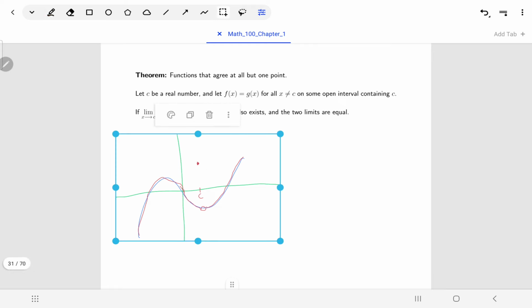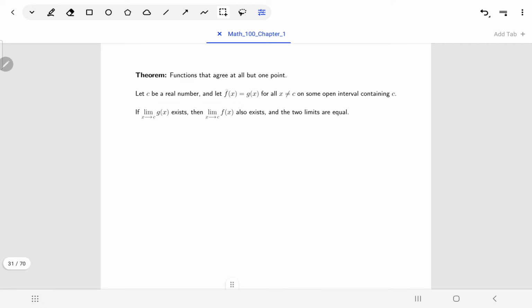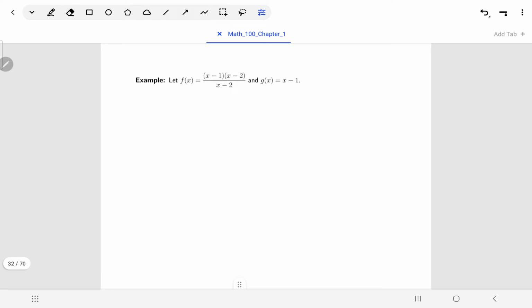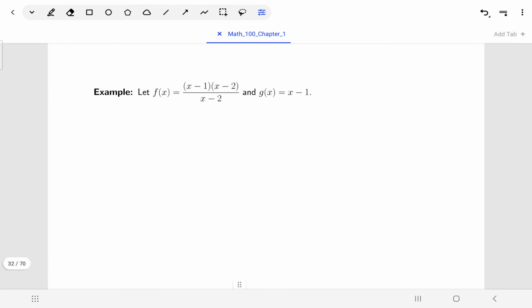So in other words, if you have two functions that are identical except at one point, and you can show that the limit exists for one, then the limit would have to exist for the other, and it would be the same limit. This is at the point that they're different at. So I've got these two functions here, and hopefully this is sort of the reason why we've got this lovely theorem. If you were looking at these two functions, f of x and g of x, the one thing you'd notice is that they're almost identical to each other.